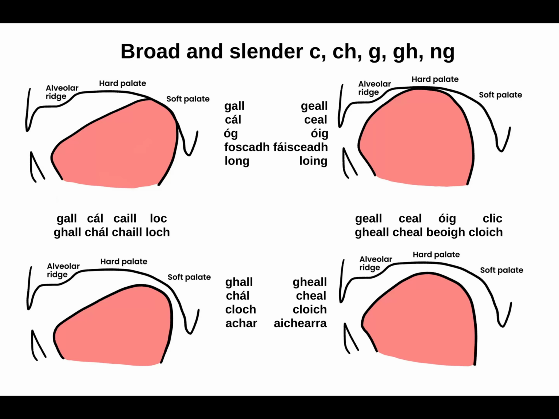Okay, so finally at the bottom we can compare the broad and slender fricatives. So we have ral and yal. We have chal and chal. And we have cloch and clich. And in this last example, you'll notice that the CH is a bit reduced, so it often just sounds like a h.